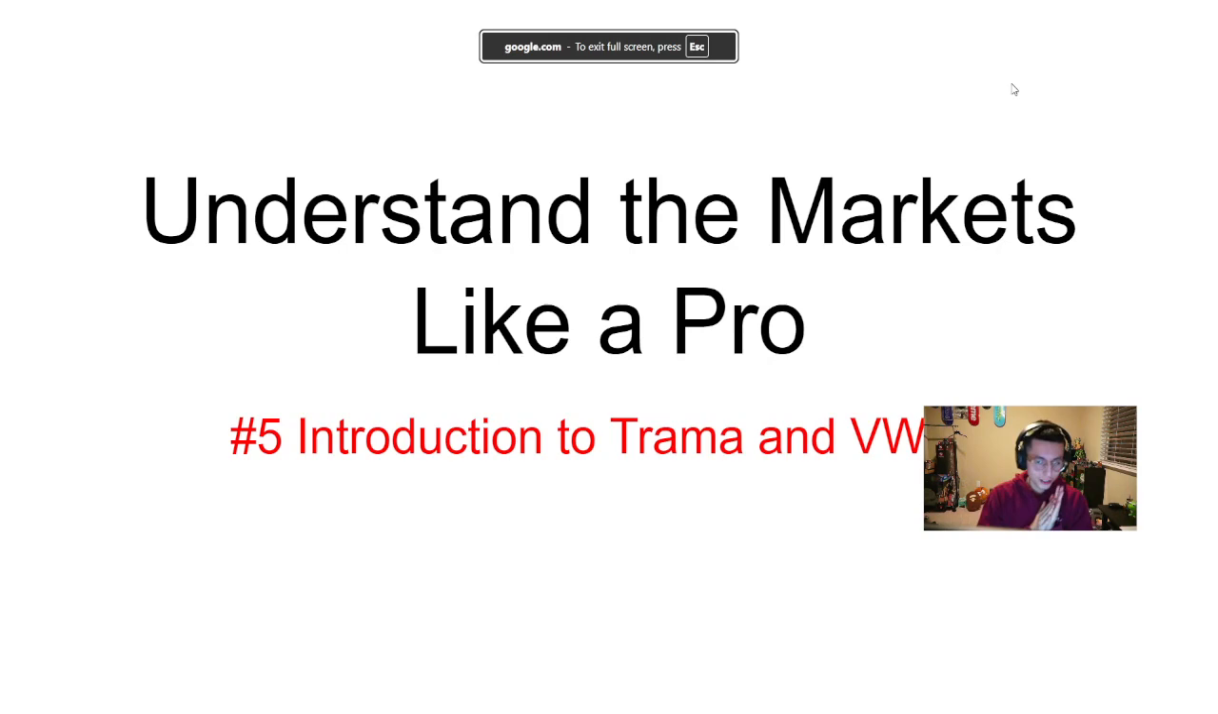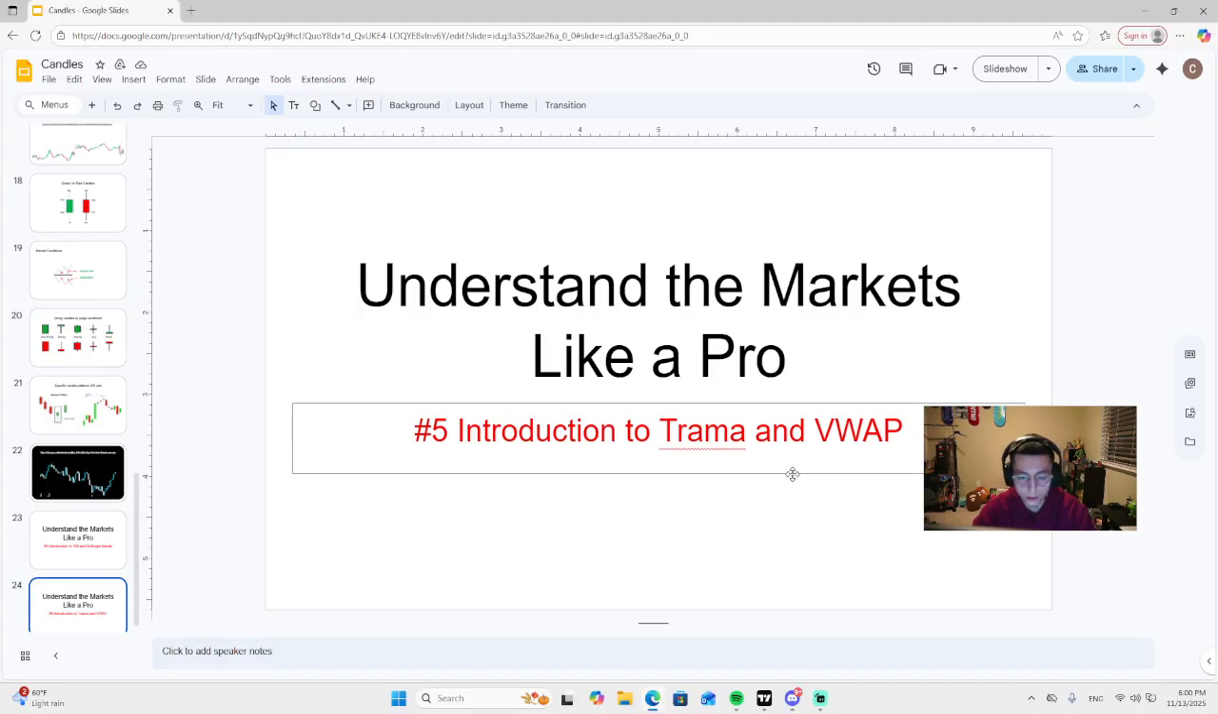So day 5 of how to understand the markets like a pro. And today is going to be introduction to TRAMA and VWAP. What TRAMA actually stands for, we went over this in the first video a bit: transitory relatively adaptive moving average. And VWAP stands for volume weighted average price. We're going to go over what these are and how we use them. Today more so isn't going to be a full depth explanation and things of that nature. This is more so to get introduced to it.